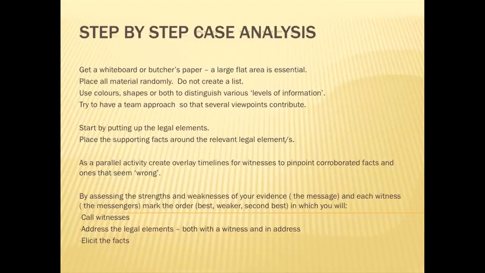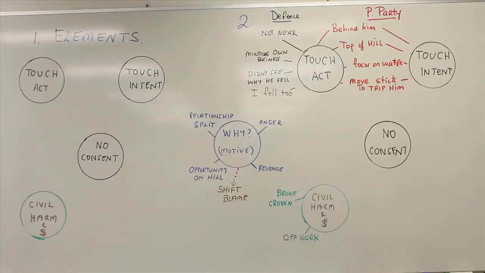Now, get yourself a large sheet of paper or find a large whiteboard, because you're now going to put up the elements of the following case. The case is that Jill is accused of assaulting Jack and causing him to break his crown. So, on your paper or on your whiteboard, randomly put the following bits of information.